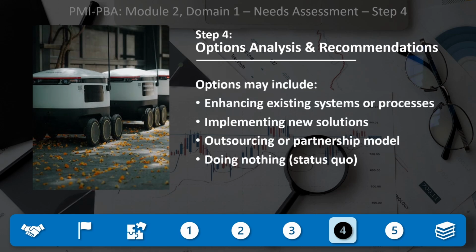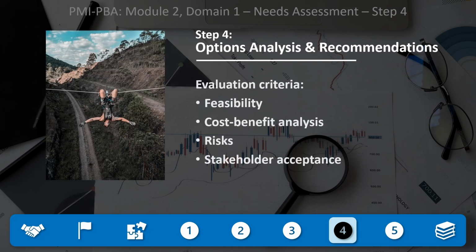We consider a range of alternatives: enhancing existing systems or processes, implementing entirely new solutions, outsourcing certain functions, forming partnerships, or in some cases, maintaining the status quo. Each option must be evaluated in terms of feasibility, costs, risks, benefits, and stakeholder acceptance. This process goes far beyond a simple cost comparison.